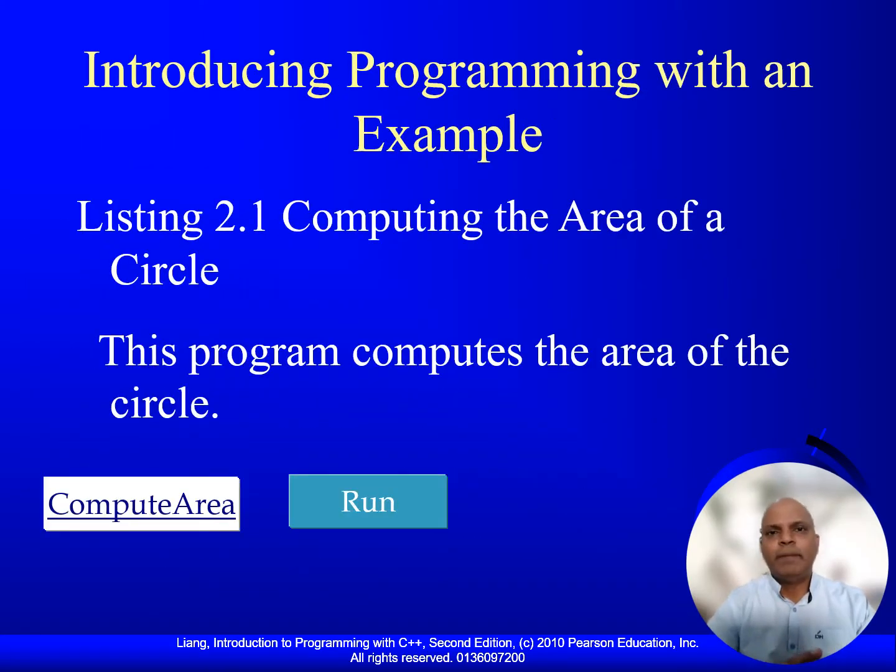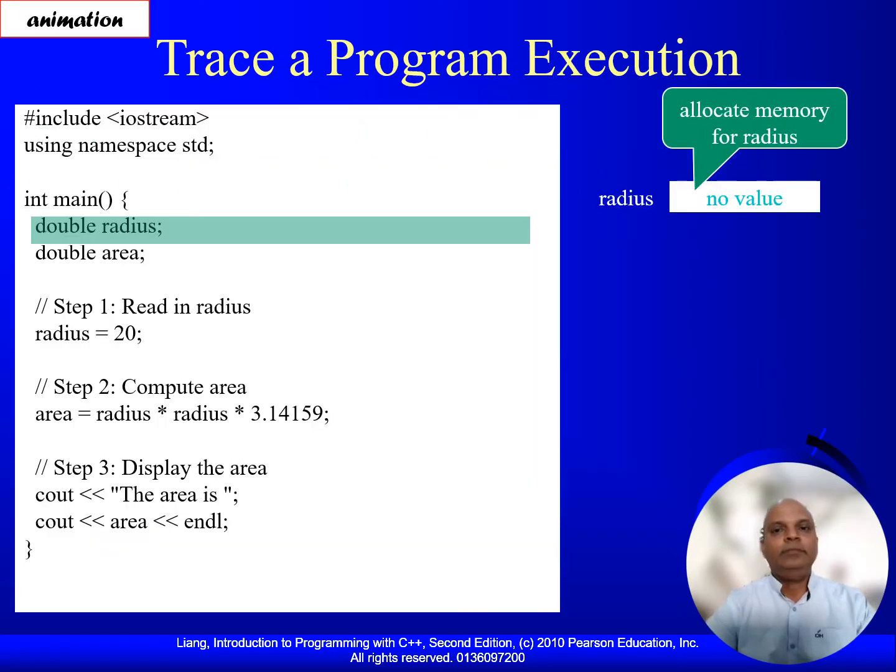So let's take an example, a programming example. Let's say, for instance, we want to compute the area of a circle. All right, so here's the program. I'm going to trace through it. You realize that right on the top of the program, it's include iostream, using namespace std. I think you're familiar with that. This is where I declare the variables that I'm using.